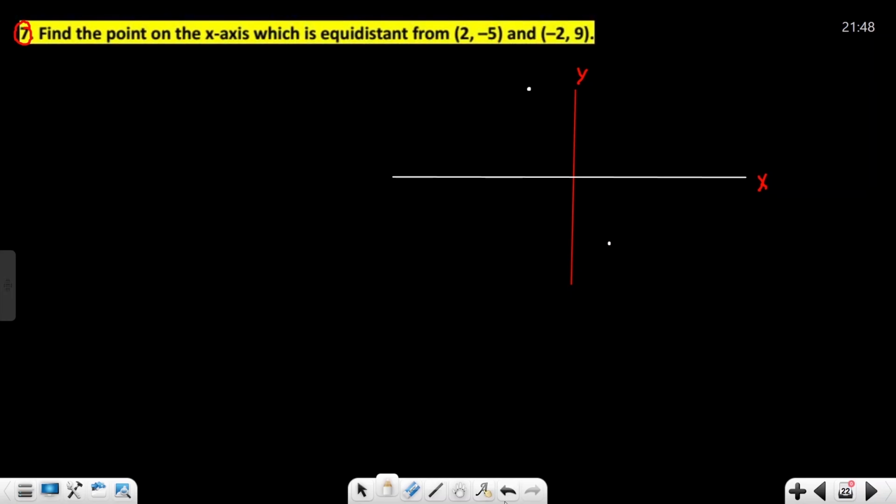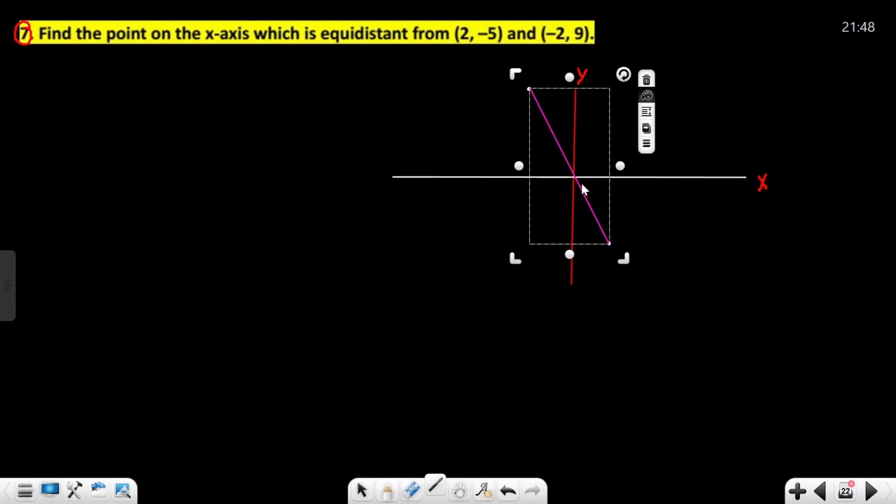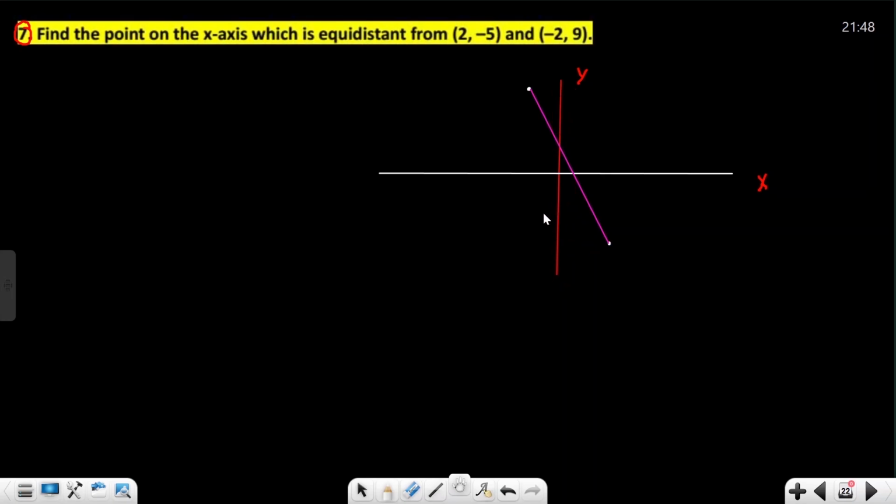So what is our target? Our target is to find a point on the x-axis where both points are at the same distance. But it's not at the origin. This kind of point, we don't know where it is. Maybe here, here, here, anywhere, or maybe this line can also move. You can see this line move like this. We don't know the exact point on the x-axis, so we make a rough diagram.